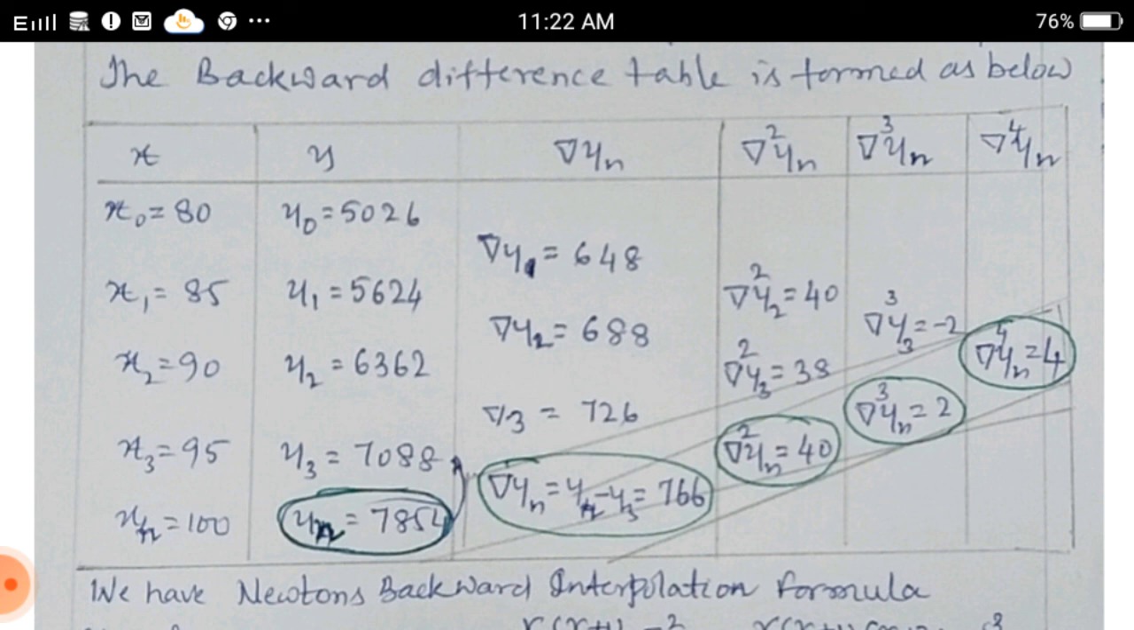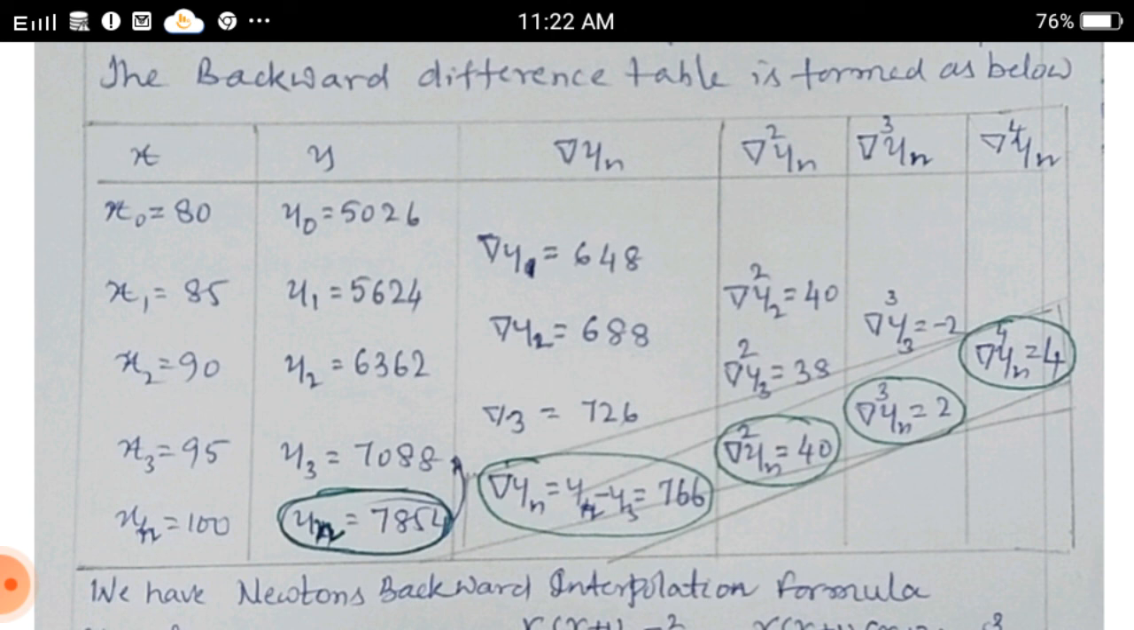And the last difference, yn minus y3, or you can write it as yn minus y suffix n minus 1, no problem. Therefore, we need only the last value. Del yn is equal to yn minus y3 is equal to 7854 minus 7088 is equal to 766. So the last del yn is the first backward difference.